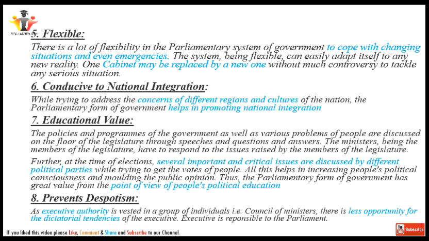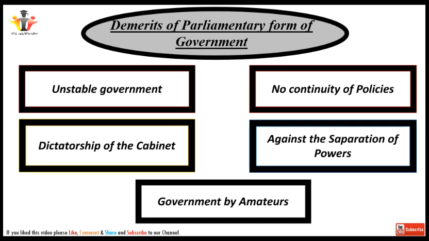It prevents despotism. As executive authority is vested in a group of individuals, the council of ministers, there is less opportunity for dictatorial tendency of the executive. The executive is responsible to the parliament, so it cannot do any act that harms the political system.